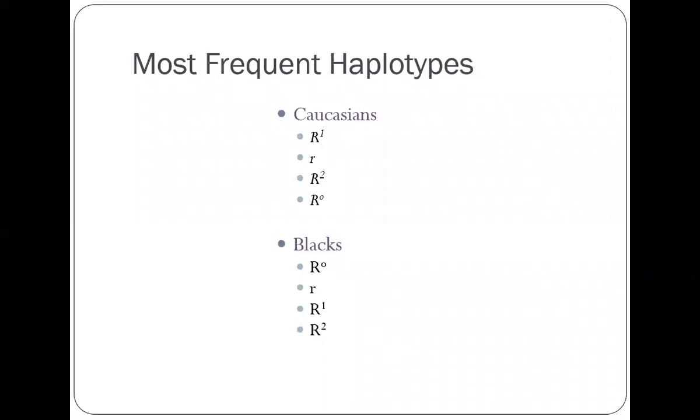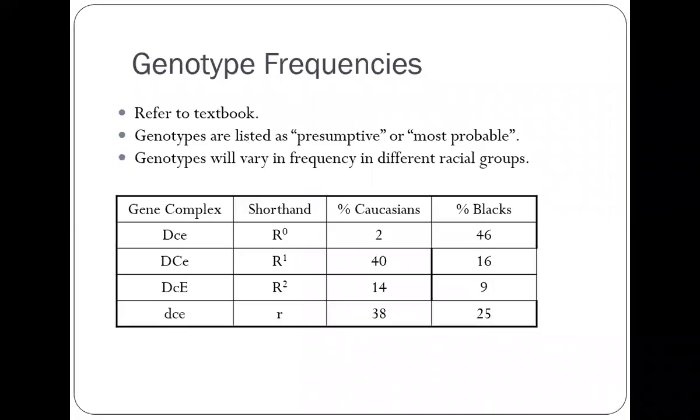There's a great table, 5-4, in your book that explains the highest frequencies in the population based off of each of these races. This is something that we could use to determine a patient's genotype if we are phenotypically antigen typing them using our test methodology. So again, refer to your textbook. Genotypes are listed as presumptive or most probable because we can't really be 100% sure. They vary again with different racial groups.